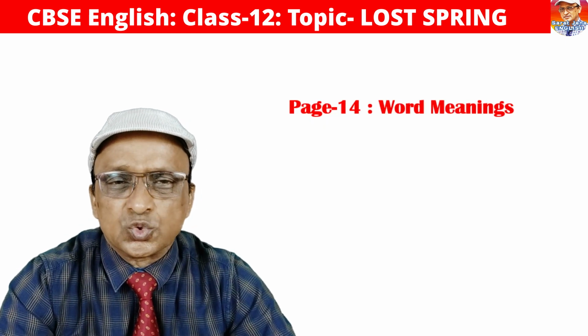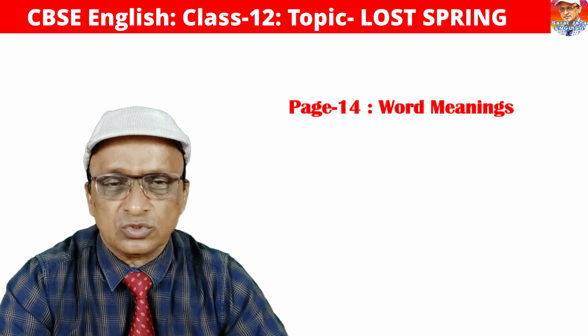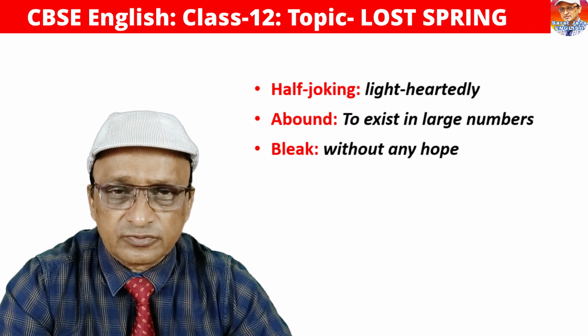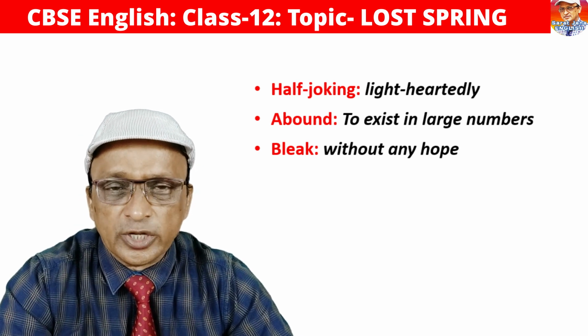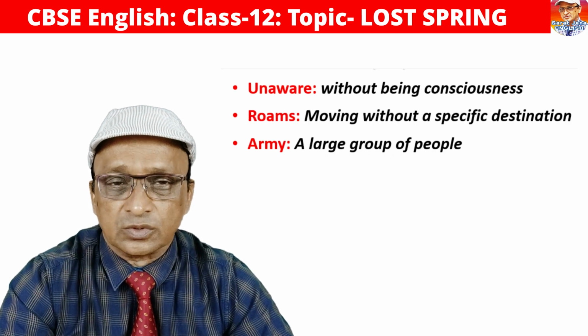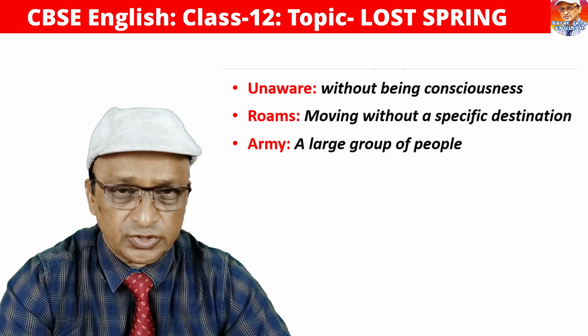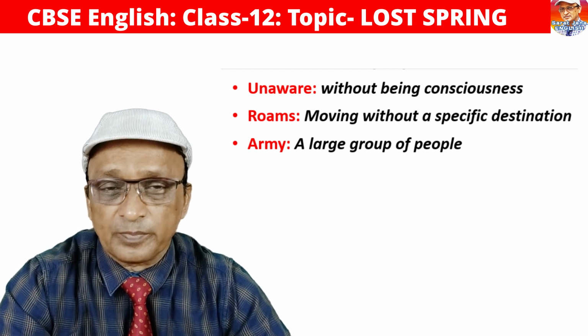Page 14 has these words, the meanings of which you should know, you should be clear about. Half joking means light-heartedly. Abound means full. Bleak means without any hope or prospect. Unaware means without any consciousness. Roaming means moving without specific destination. Army, here, means a large number of people.